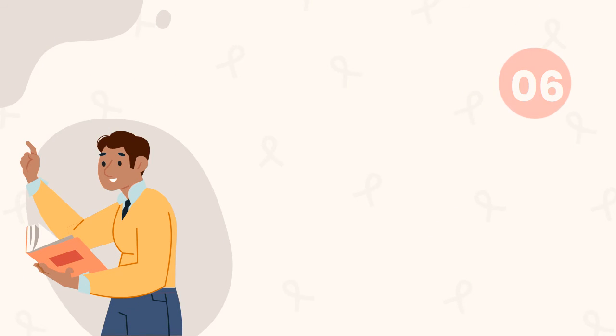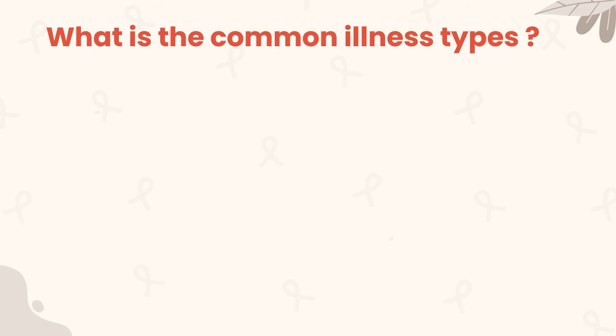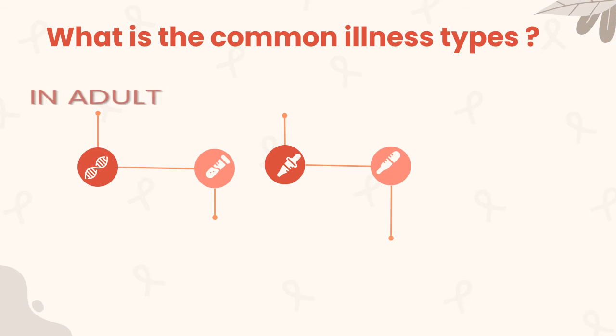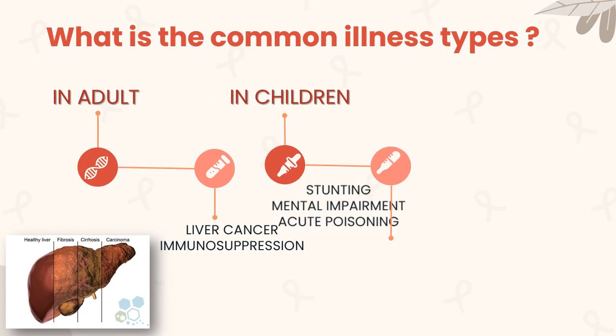What are the common illness types? Adults are more likely to develop liver cancer and immunosuppression, whereas children are more likely to develop stunting, mental impairment, and acute poisoning.